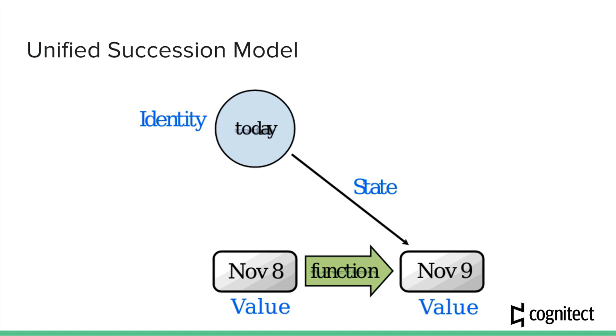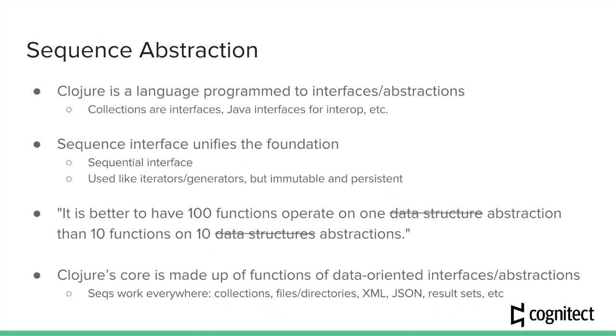Okay, so we have the separation of state and identity. We're building up collections of values. Let's talk about computations on those values and sequences of values. Clojure is a language programmed to interfaces and abstractions. In fact, all of the persistent data collections that we've seen so far are actually defined in terms of interfaces. And Clojure, since it strongly embraces the foundation of the host and has the symbiotic relationship, uses all of the Java interfaces for interop. At the very bottom of Clojure is an interface called the sequence interface, and it unifies the foundation across all of the data.